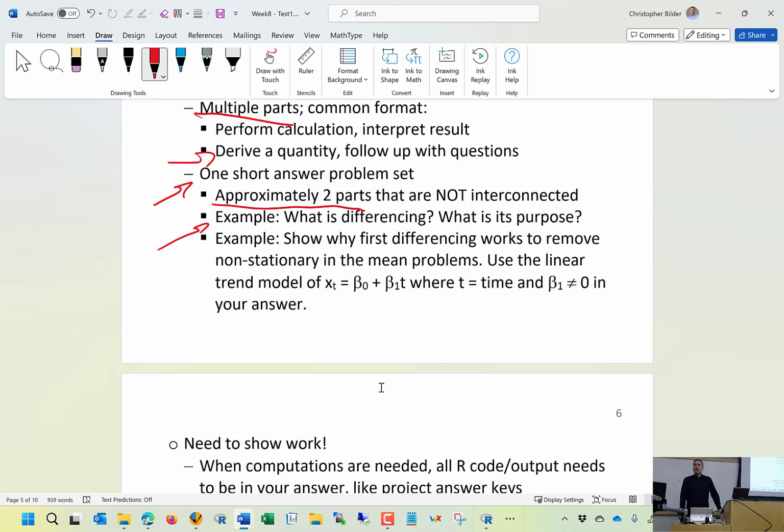Yeah. So you had to say that in a sentence. Okay? Short answer. Now, of course, well, what's its purpose? Why do we ever even think about doing differencing?